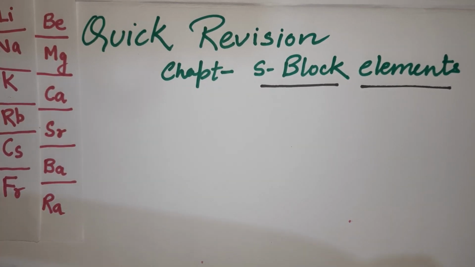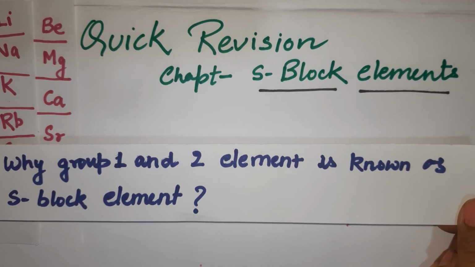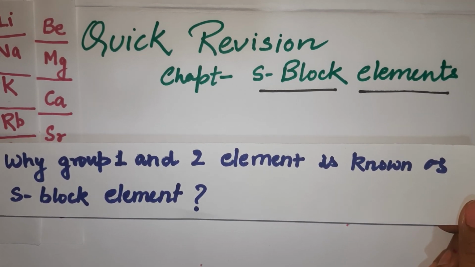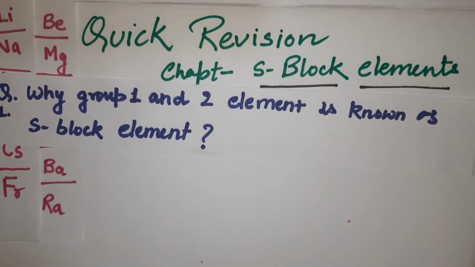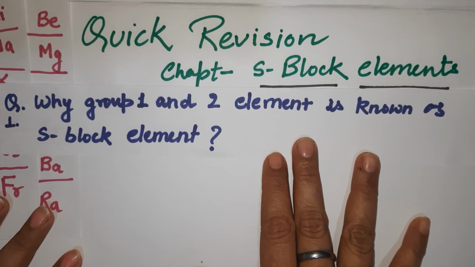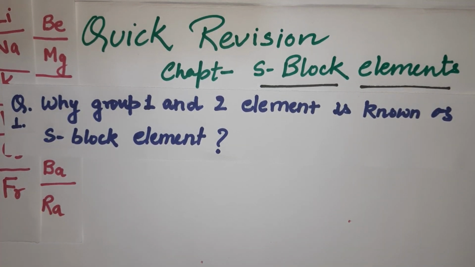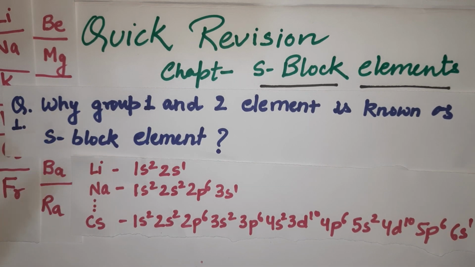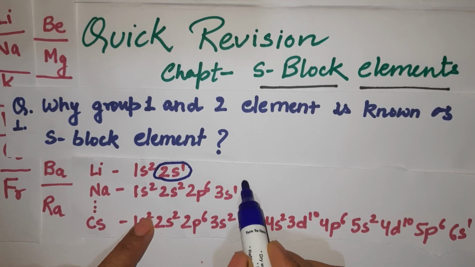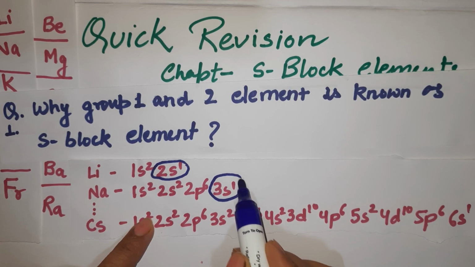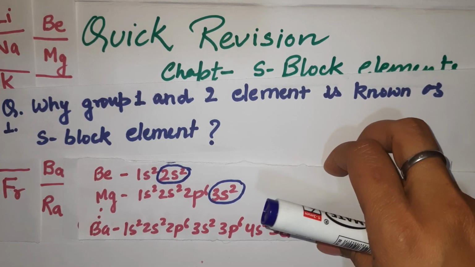The very first question is why the group 1 and group 2 elements are known as S block elements. The answer is very clear: the S block elements are named like this because if we see the electronic configuration of group 1 and group 2 elements, you can see here the electronic configuration of group 1 elements. You can see the last electron is filled in the s orbital, lithium. So let's move on to the next question.